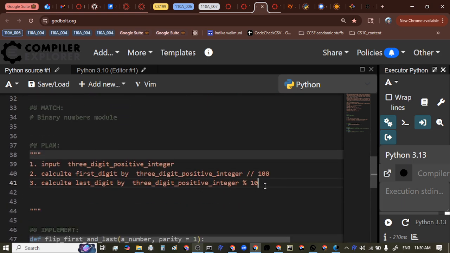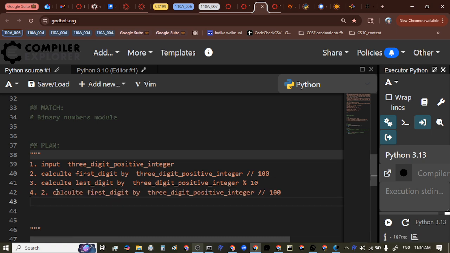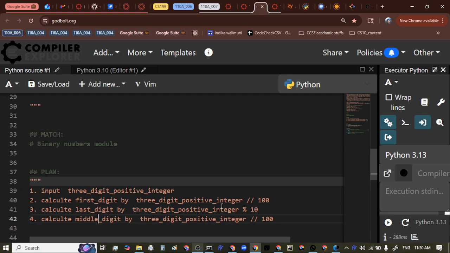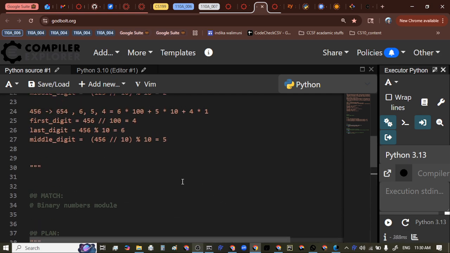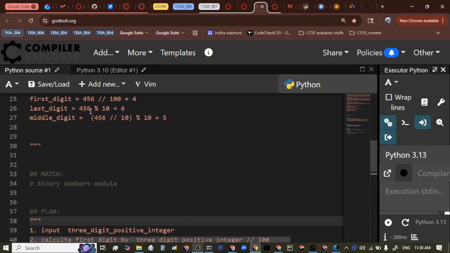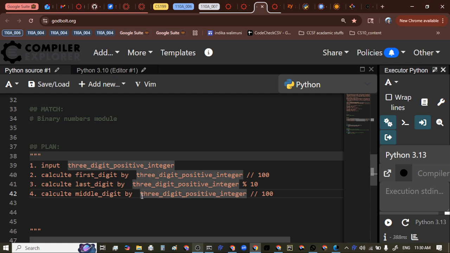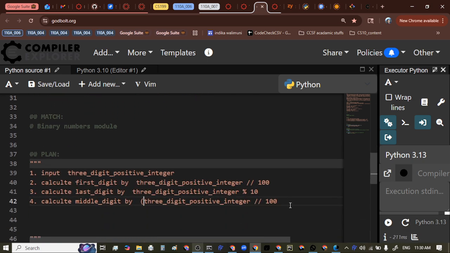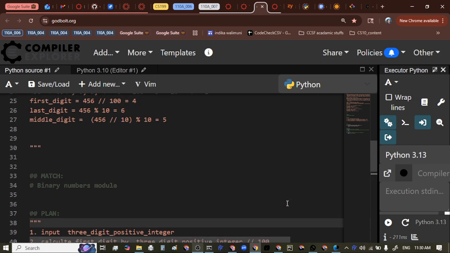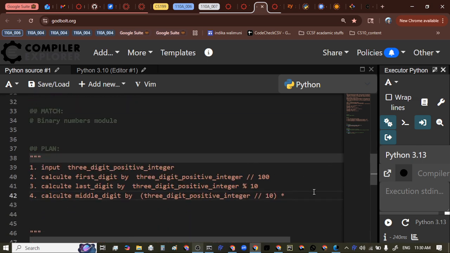Okay, and then step 4, calculate middle digit, by this, so this example. I'm going to take this, and then it's actually integer division by 10 first, and then modulo by 10.